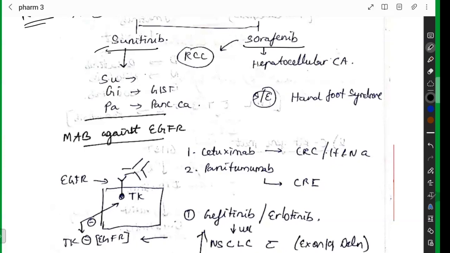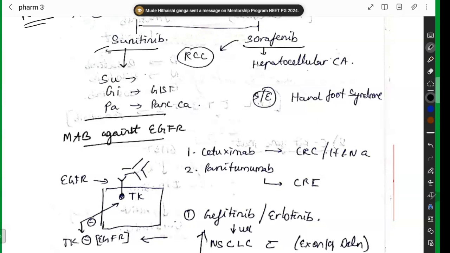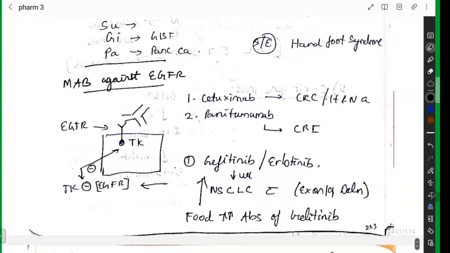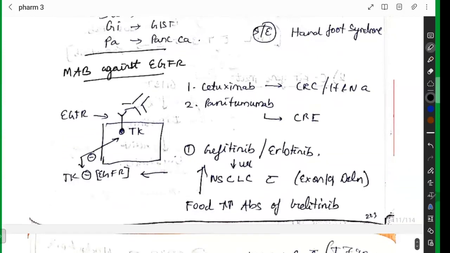If you know all three of these, you can score distinction and honors in your medicine exam in your final year. Clear, right? Now coming towards the monoclonal antibody against EGFR.